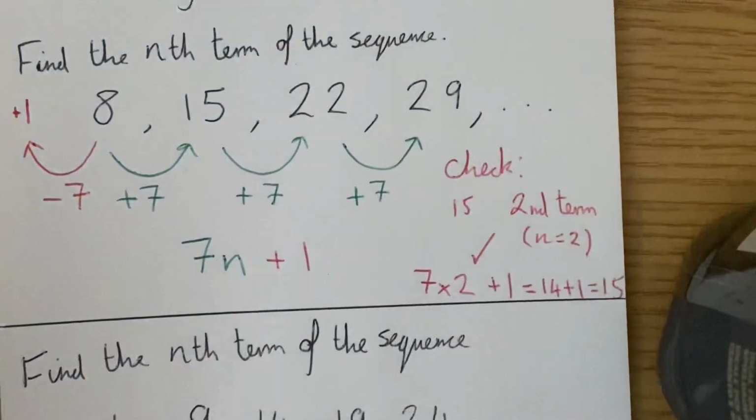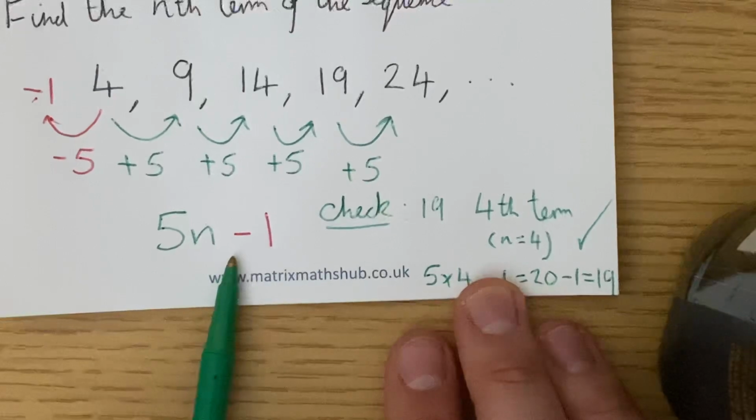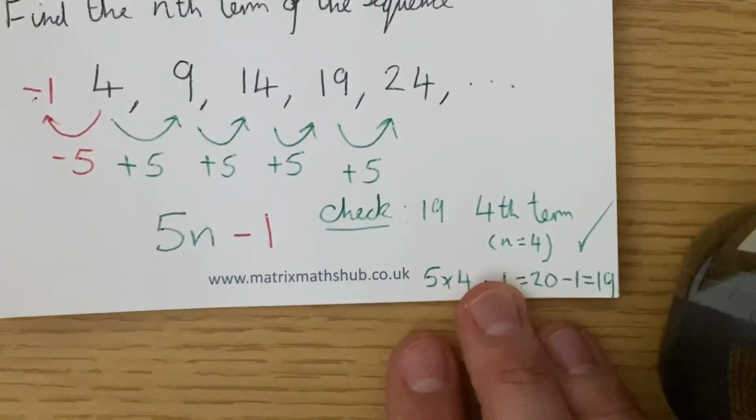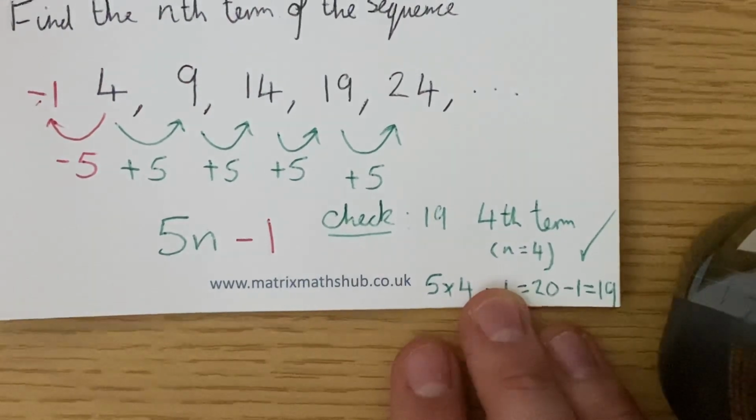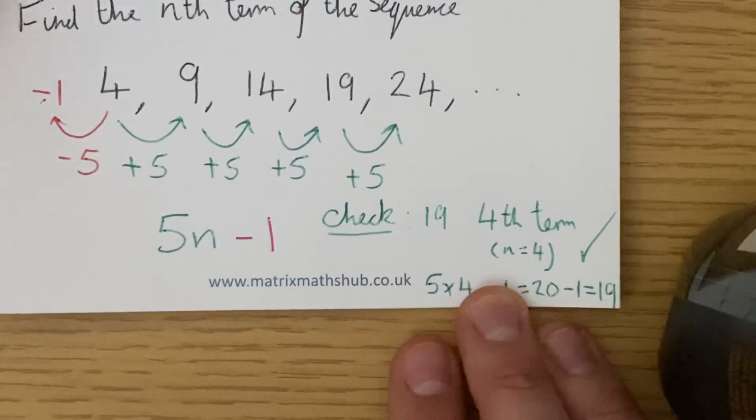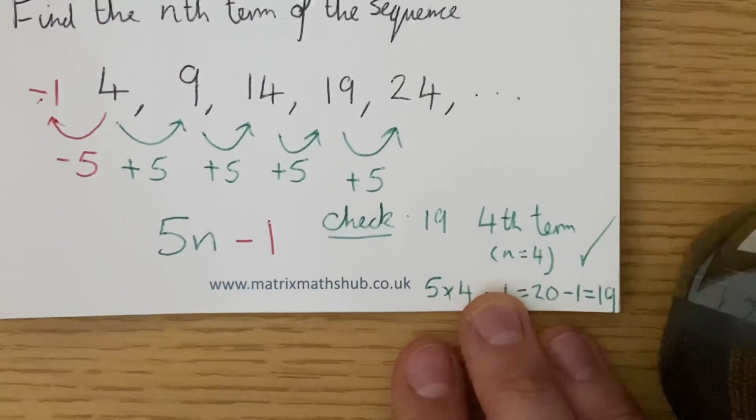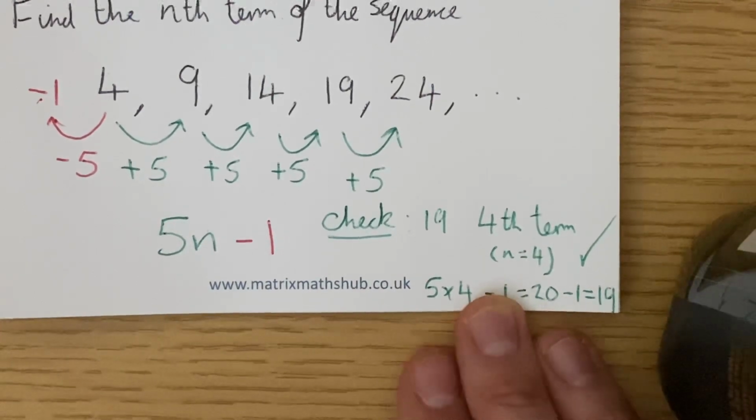We found our nth term before, 7n plus 1. On the second example, 5n minus 1. Okay, watch this again if you need to recap that. Watch it a third time if possible. Maybe play it slower, pause it, take some notes, but it's time now for you to practice some of your own.